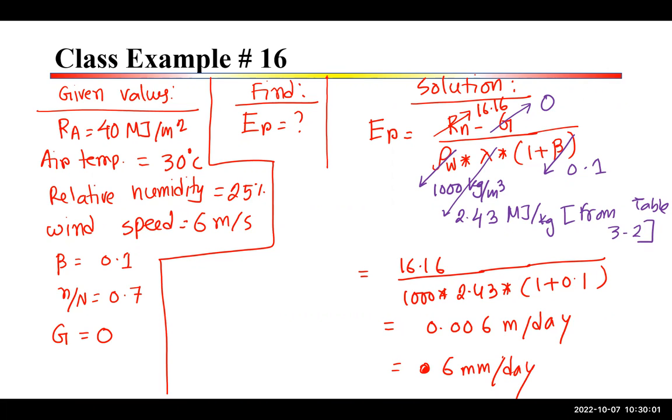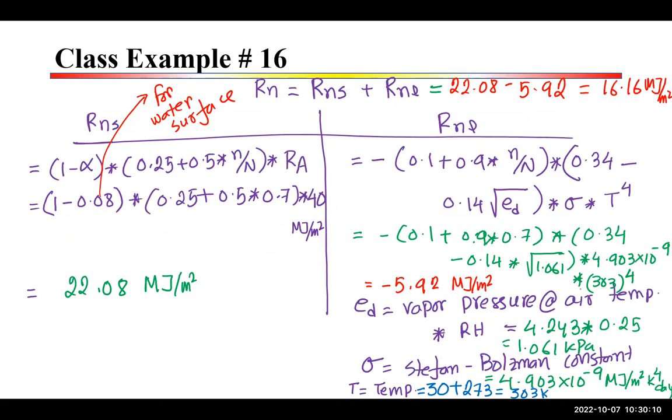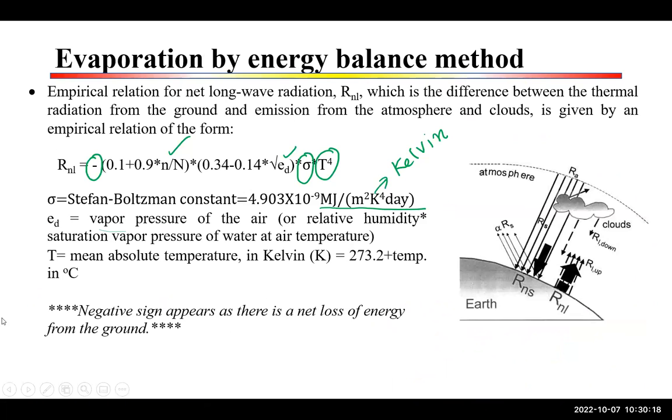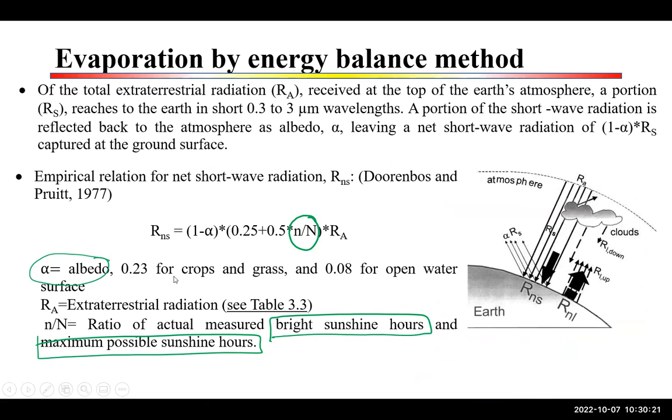Okay. That's the class example. Yes. Go back to the previous one, where we calculate the Rn. This one? Where the 0.08, so they put a table like this? That is actually here. So this is actually 0.08. It can be different for different surfaces, but since we are only working with water surface or the crop, it will be 0.23 for crops and grass and 0.08 for the open water.